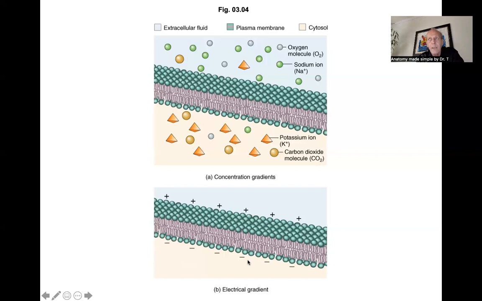The electrical gradient might be a little bit more difficult to grasp, but I hope we would be able to do it together. The total sum of all charged particles in the extracellular fluid compartment is not the same as the total sum of all charged particles within the intracellular compartment, regardless of their absolute charges, whether they're positively charged or negatively charged ions. I'm talking about ions in general and the sum of all charged particles.